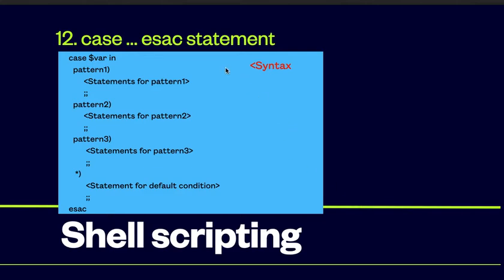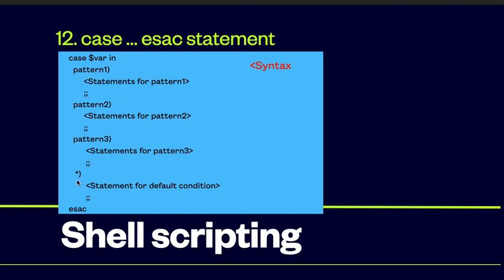Starting with the syntax, it starts with the case keyword and then the variable on which the cases have to be decided. So we give case, variable name, in, and the various patterns which the variable can have as its value. If the variable has pattern 1, then statements from this block will be executed. If the variable has pattern 2, then statements from this block will be executed, and so on.